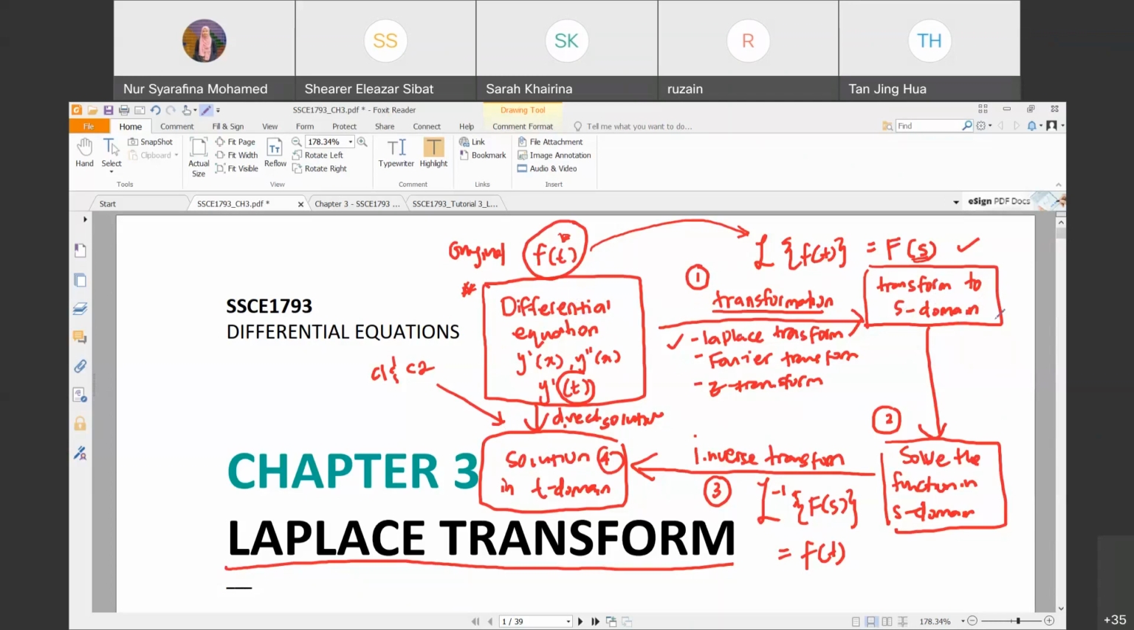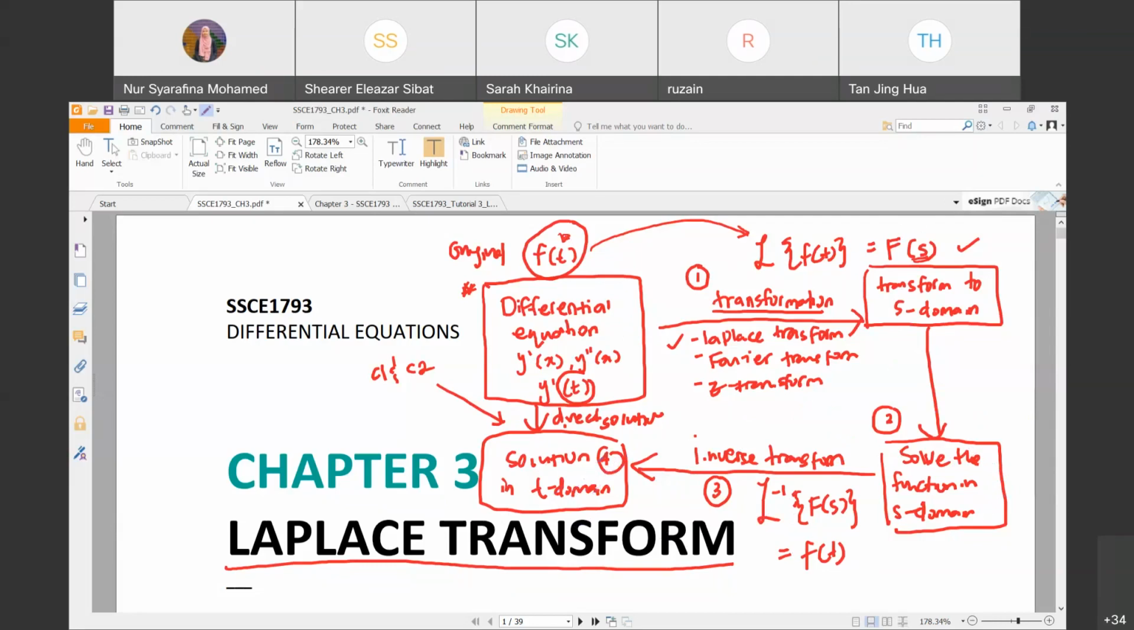Once you have transformed, then what? Then you need to solve the function in the s domain. You have a differential equation, you transform it to another domain, and then you solve the function in that domain. And then you apply the inverse transformation to get the solution in the original domain. So let's say we start with the t domain, we transform to get s, we solve for s, and then we inverse transform to get the solution in the original domain.